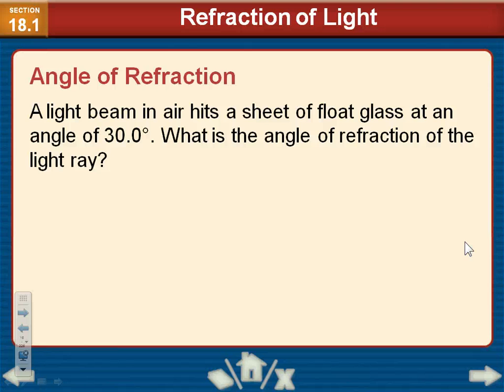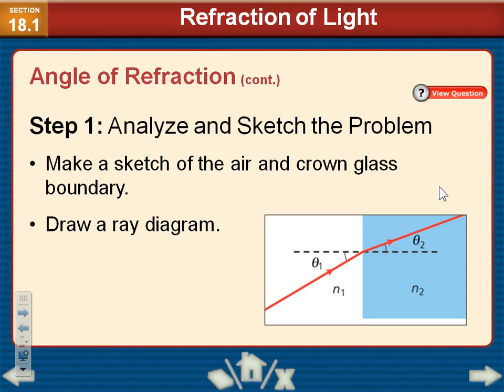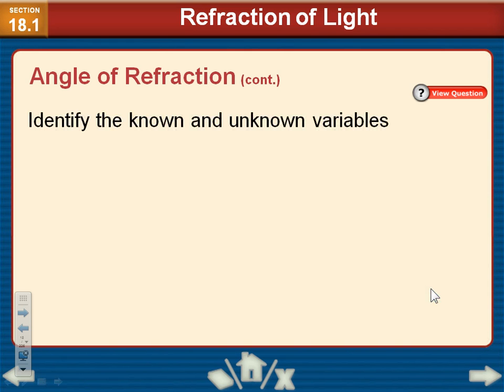So let's take a look at an example here. We have a beam of light that hits a piece of glass at 30 degrees. We're going to need to know the index of refraction for both of the materials, because we're going to use Snell's law. For air, we're always going to use 1.0. The other materials we would have to look up in some kind of chart.